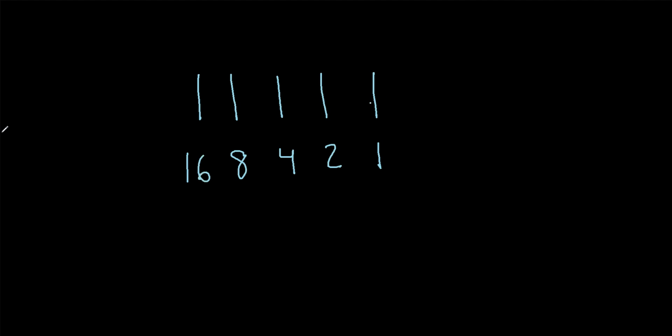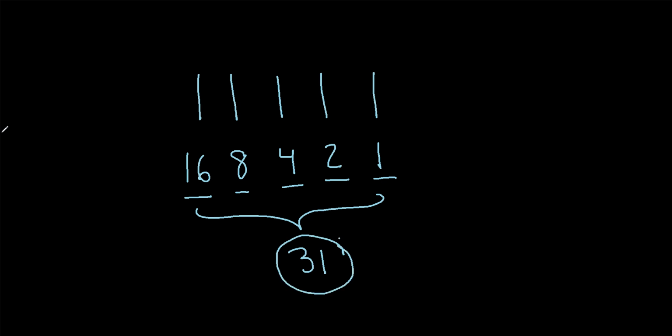So we said if there's a 1, then we're going to underline the corresponding value here. Well, notice all of these are 1, so we'll underline every single value. So the decimal is going to be the sum of all the underlined values. So we get 16 plus 8, that's 24, plus 4, that's 28, plus 2 is 30, plus 1 is 31. So the binary value 11111 corresponds to 31 in the decimal system.